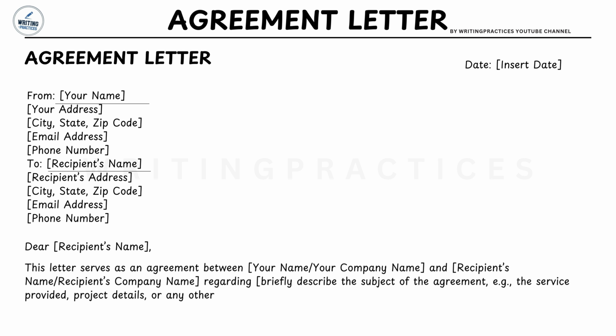Now, we get to the most important section, the terms of the agreement. Start by adding a bold heading that says, Terms of the Agreement. This is where you'll list out the specific details of the agreement. You can use bullet points or numbers to make it easy to read.